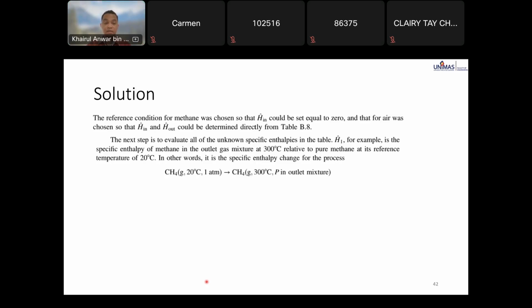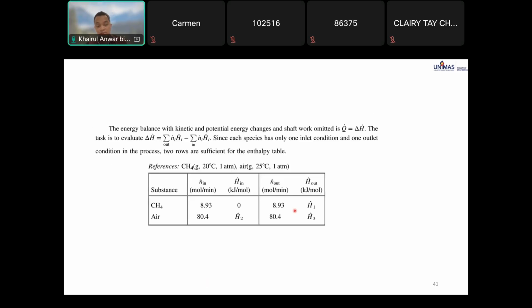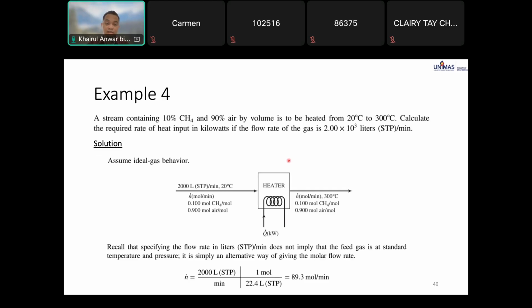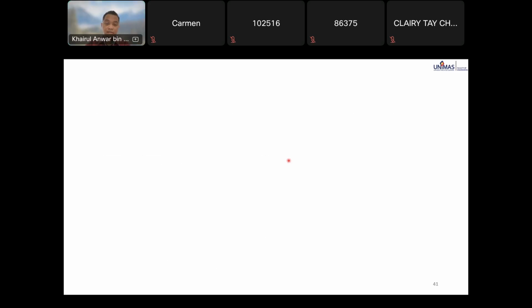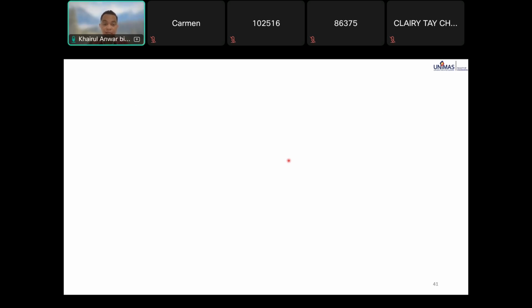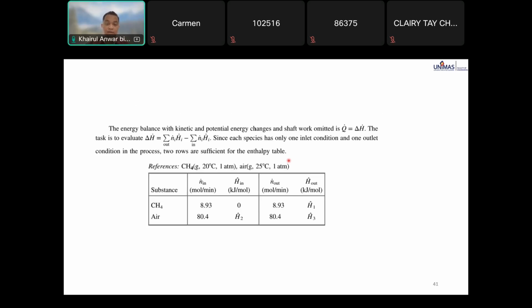From here, to create the table, choose the reference. In this case, the reference is inlet for methane, 25 degrees C for air.